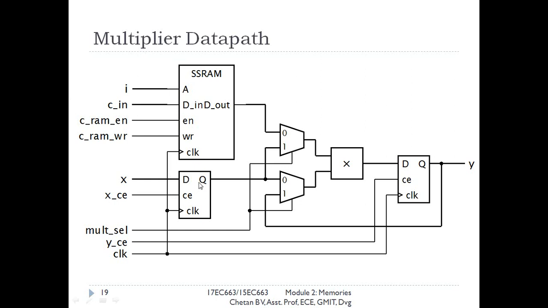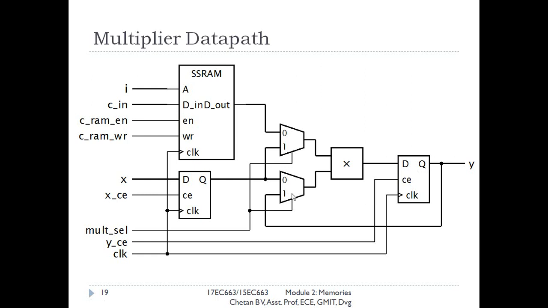On the second clock cycle, the SRAM performs the read operation. The coefficient read from SRAM and the stored value X will first be multiplied by this multiplier, and the result Ci into X will be stored in this register. Here you can see a feedback from the output of this register to the second multiplexer.